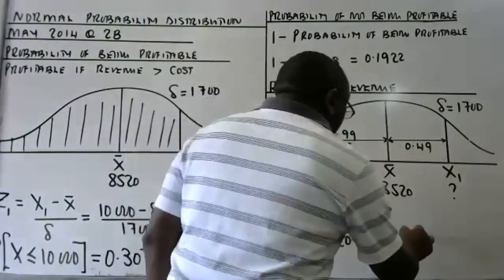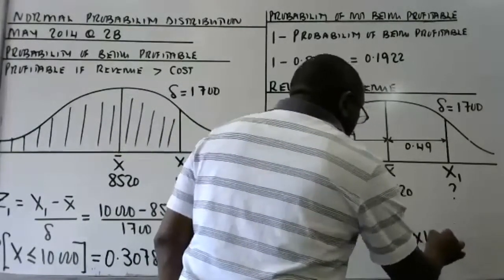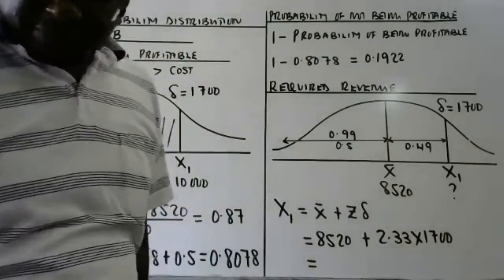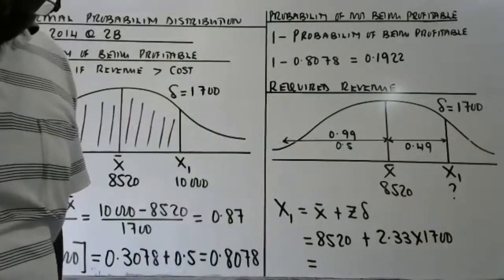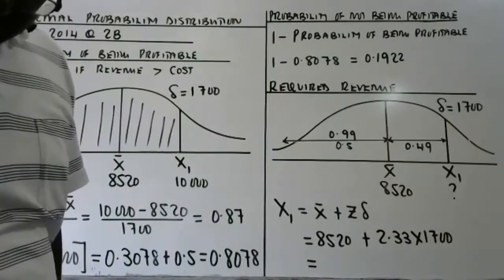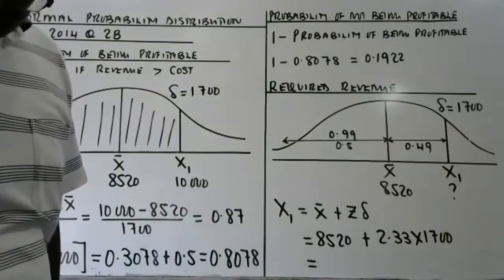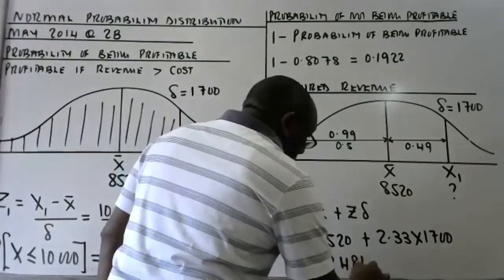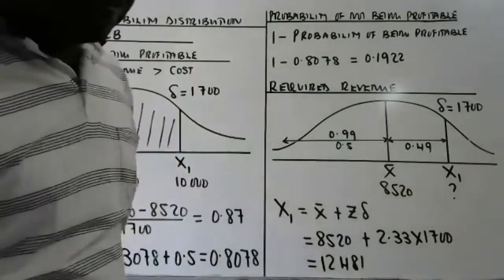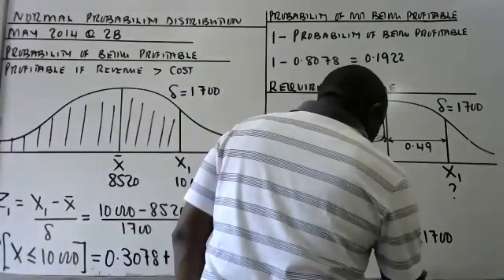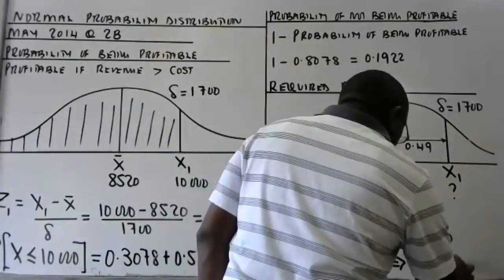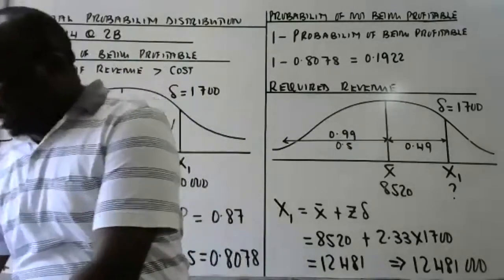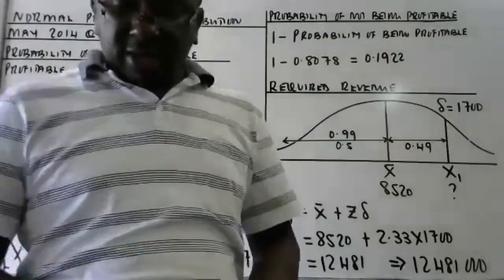So now I multiply by 1700. And when I multiply by 1700, I will say 2.33 times 1700 plus 8520 is 12,481,000. So this one now, I'm saying it is 12,481,000. So that is the revenue that should be earned in order to get that.